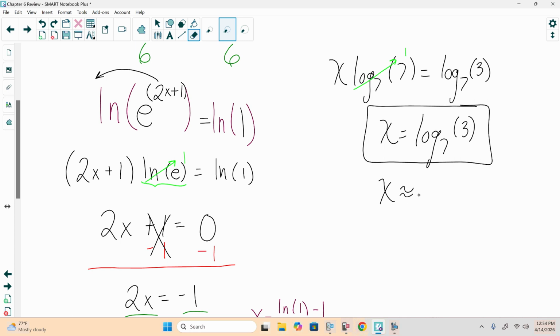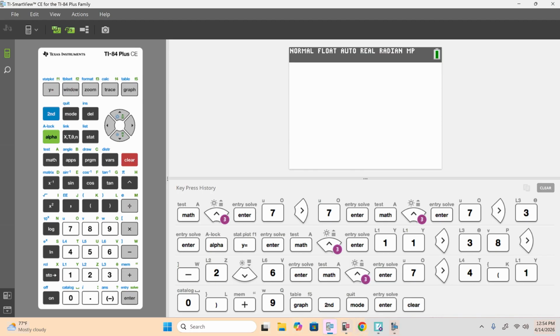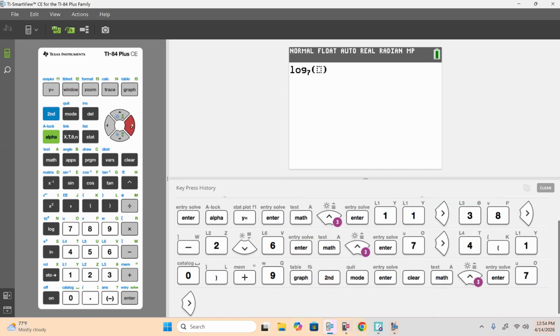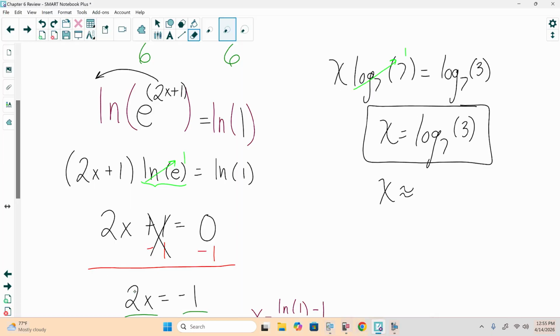Now, if we wanted to, we can approximate. We can grab the graphing calculator, say math, log base 7 of 3 is 0.5645 or 0.565. And those are our answer choices. Those are our two answers. Questions on these here? Be ready for the next one.